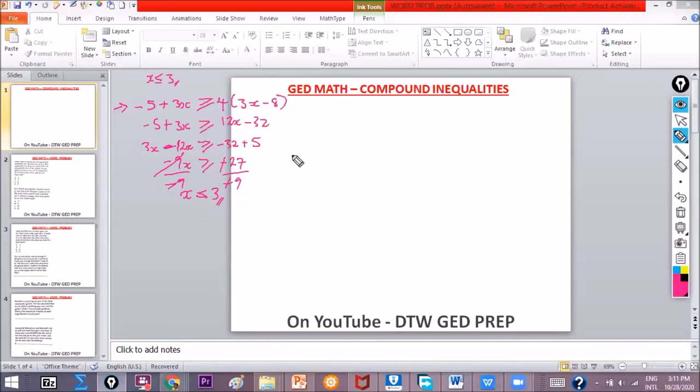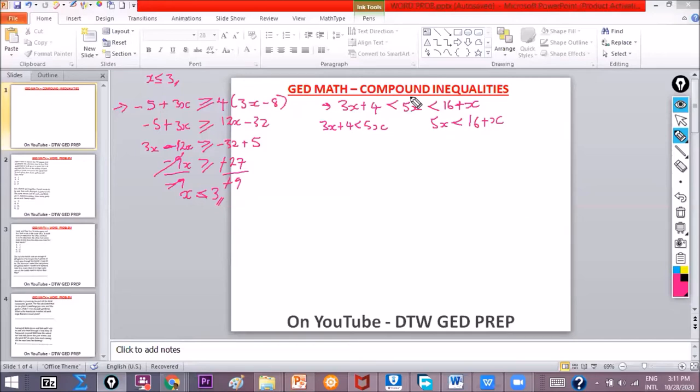I just did this for revision. So let's do compound inequalities. Compound inequalities is when we have something like this: 3x plus 4 less than 5x less than 16 plus x. You can see we have two inequalities here. Are you getting it? Yeah, I got it. Okay, so when you have two inequality signs, we group them and divide them into two. The first one will be 3x plus 4 less than 5x, and the second 5x less than 16 plus x.